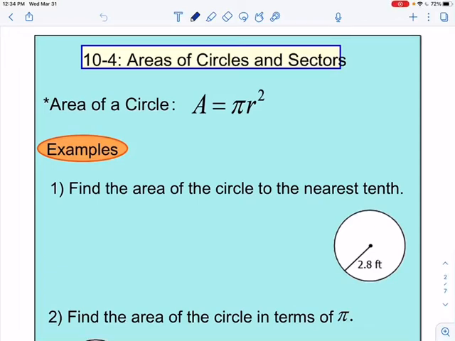Okay, so 10.4 is going to be the last section that we're going to do in chapter 10, and it's all about areas of circles and sectors. So the area of a circle is pi r squared.